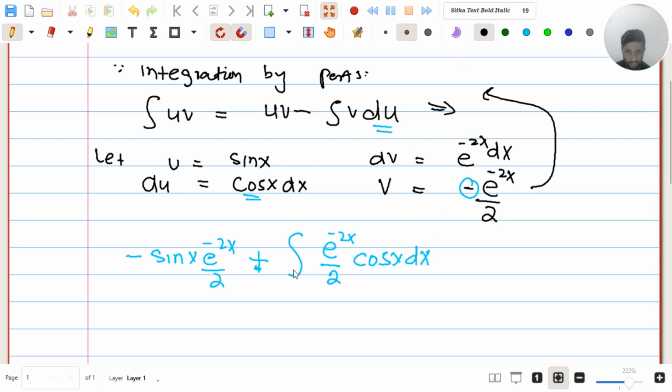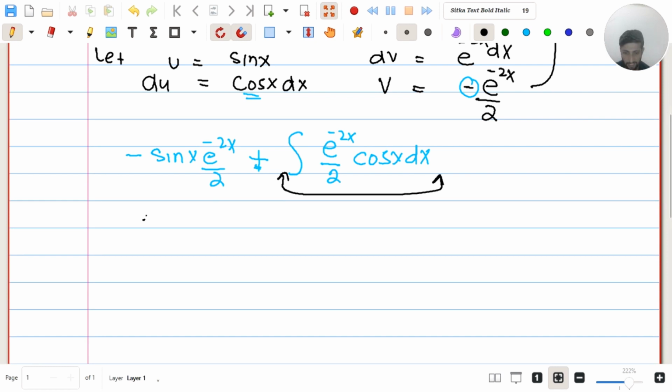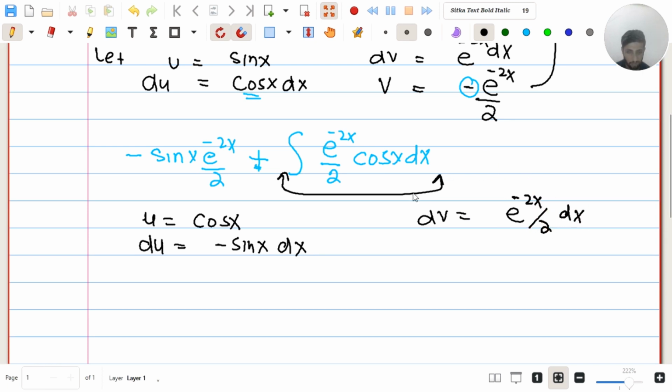Now, you need to integrate this by integration by parts again. To do so, I will let u equal cos of x, and then du is minus sine of x dx. If I let u equal cos of x, then I will let dv equal e to the power minus 2x divided by 2 dx. To find the value of v, you simply integrate this, and after integrating you will get e to the power minus 2x divided by 4.